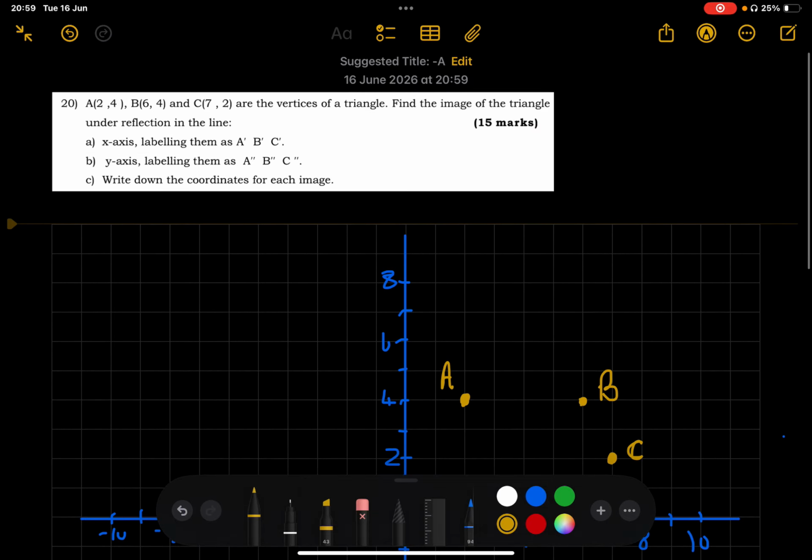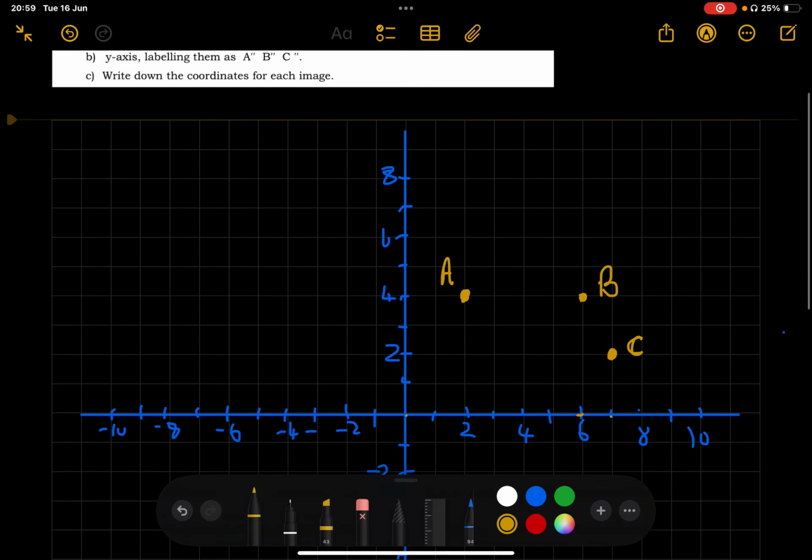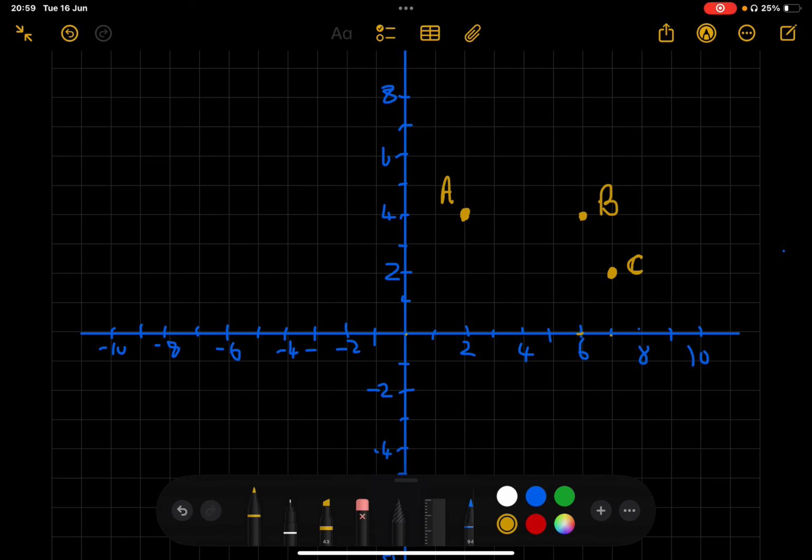Okay, we want to find the image of the triangle under reflection in the x-axis. So here's the x-axis. And we want to find, let me change color, the image when we reflect through the x-axis. So reflecting through the x-axis means we draw a line perpendicular, and then whatever length is on this side should be on this side. So here the length from C to the x-axis is 2, so it should be 2 here, right?